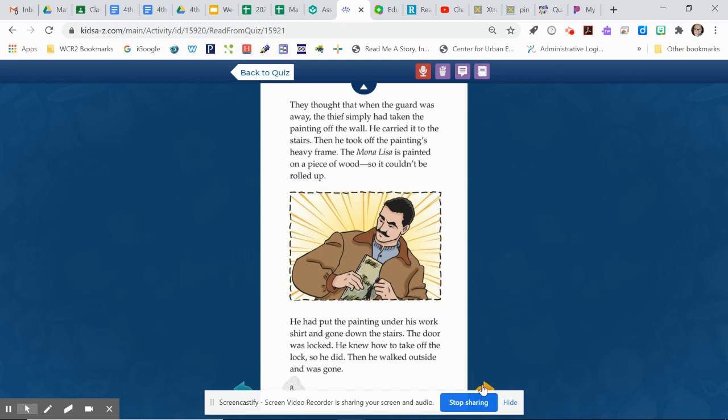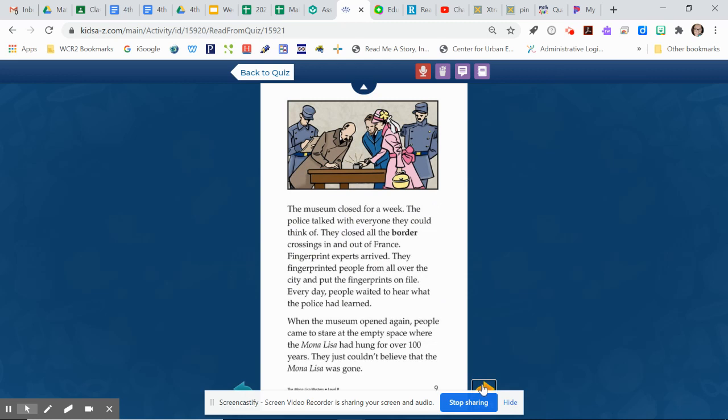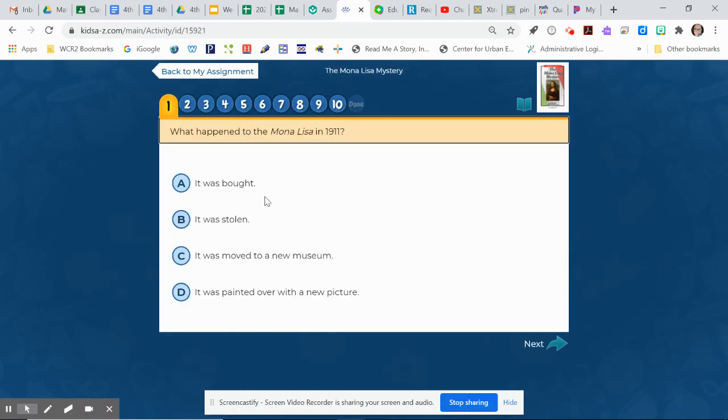So these are the things that the police think. Museum closed for a week. The police talked with everyone they could think of. They closed all the border crossings in and out of France, fingerprints, and so on. People came to stare at the empty space where the Mona Lisa had been. So obviously at this point, I would hope you know the answer. It was not bought. It was definitely stolen. So I'm going to click that and hit next, and we're going to move on.